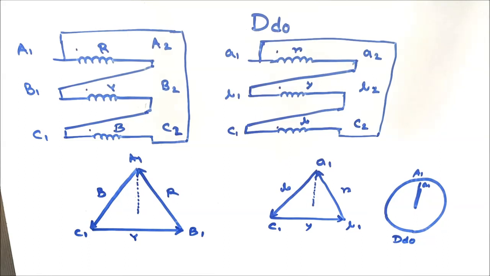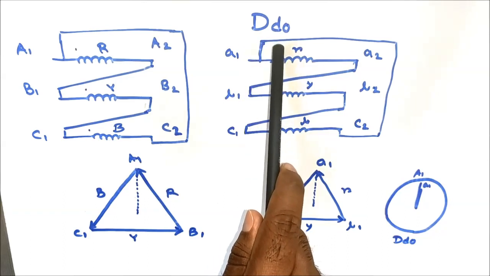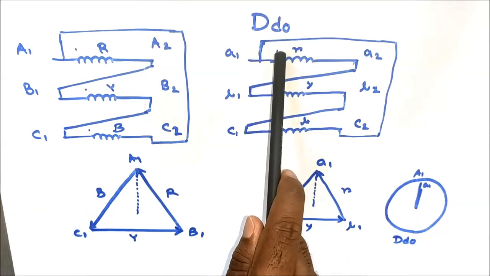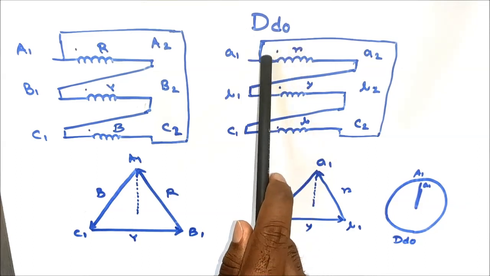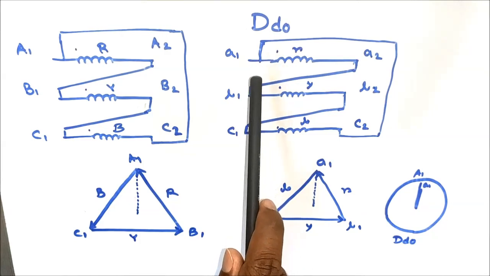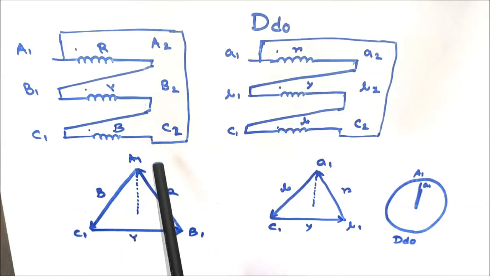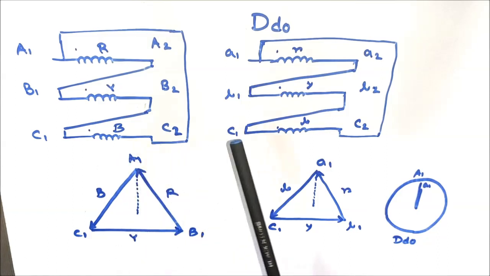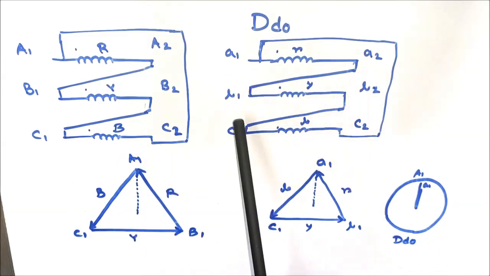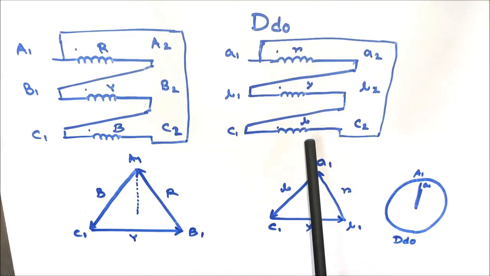The first vector group is Dd0. Dd0 means HV is delta connected and LV is also delta connected, and the induced EMF in the LV winding is in phase with the induced EMF in the HV winding. Now A1, A2, B1, B2 and C1, C2 represent the three phase coils of the HV winding, and similarly small a1, a2, b1, b2 and c1, c2 represent the three phases of the LV winding.